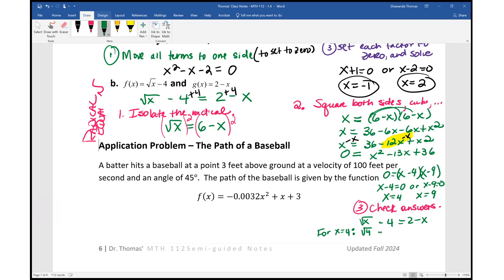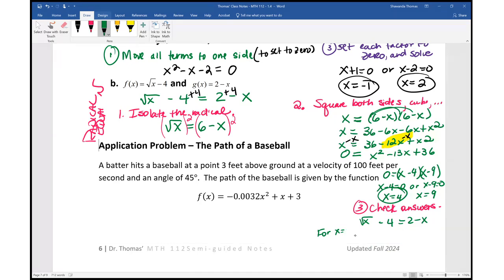Square root of 4 minus 4, does it equal 2 minus 4? Square root of 4 is 2, minus 4 equals 2 minus 4. Looking pretty good here. Negative 2 equals negative 2. So x equals 4 is a solution. But what about 9? So I'm going to erase this. Let's check to see if 9 works.